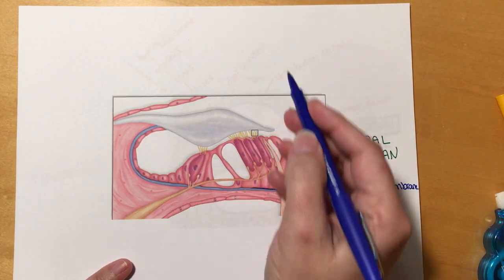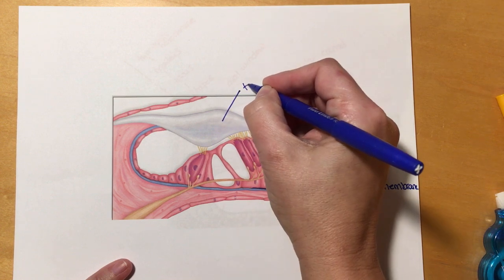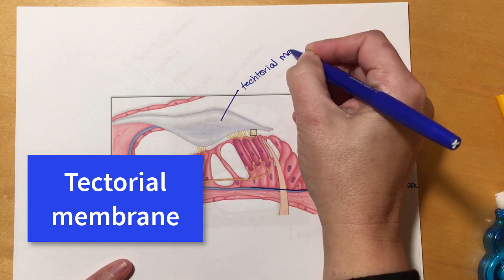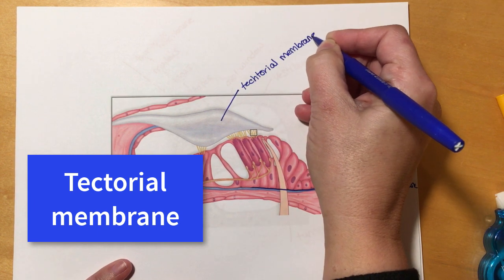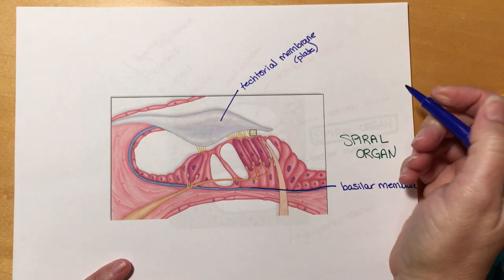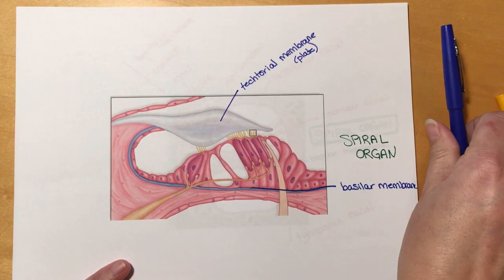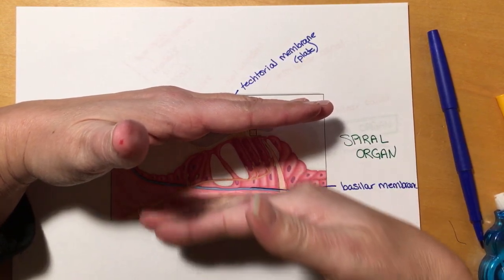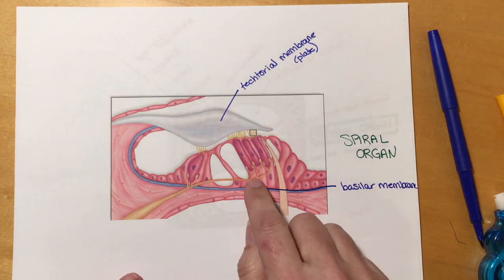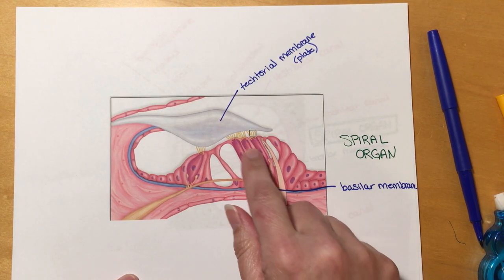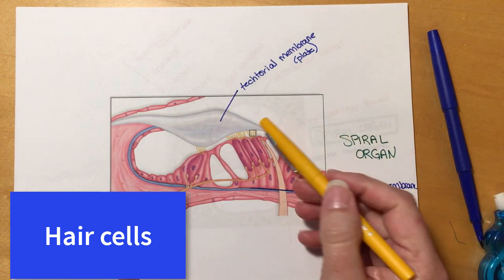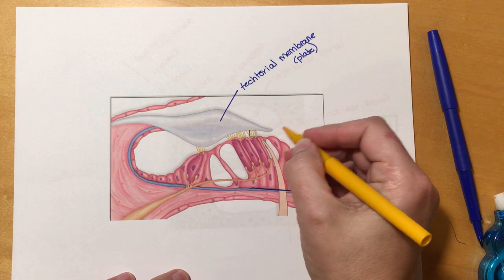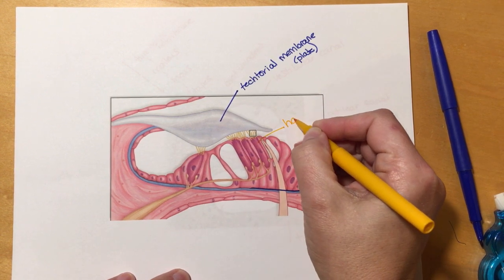There's another membrane in here, right here. This is called the tectorial membrane. Sometimes people call it the tectorial plate, because the one thing it doesn't do is move. So the tectorial plate is pretty solid, and the basilar membrane is moving up and down in relation to it. And sitting on the basilar membrane are these hairs, and you can see that they've got these little teeny hairs coming off of them. That makes sense because these are actually called hair cells.